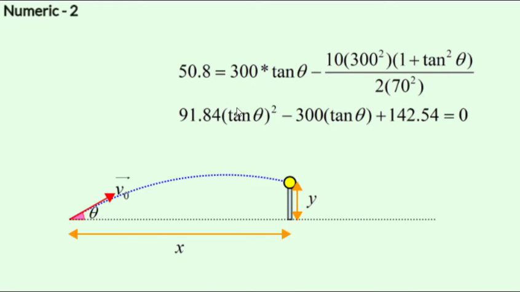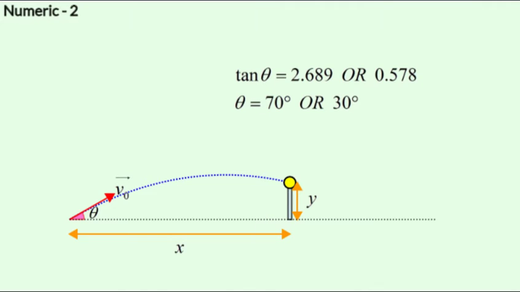Now we make the substitutions. 50.8 is the y displacement, 300 is the x displacement, 70 is the initial speed, and 10 is g. And we get a quadratic in tan theta. So let's solve for tan theta.